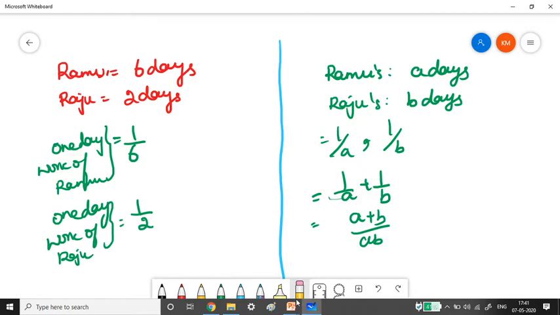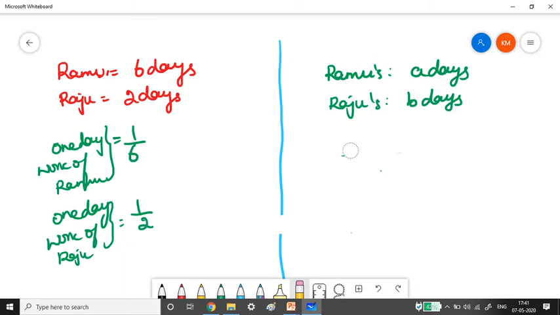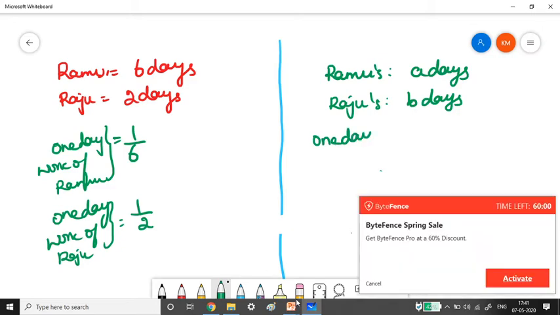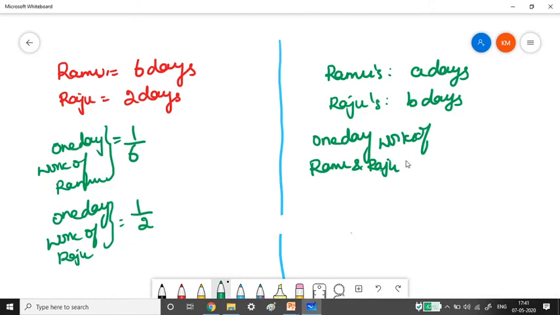Let me clear this and write it from first. Now, 1 day work of Ramu and Raju will be 1 by A plus 1 by B. So this can be written as A plus B divided by AB. So I have taken the LCM.